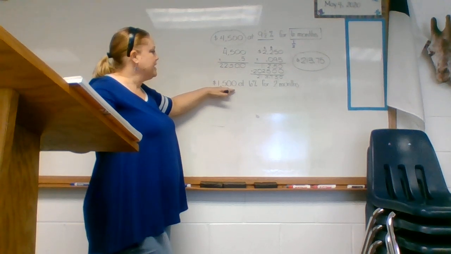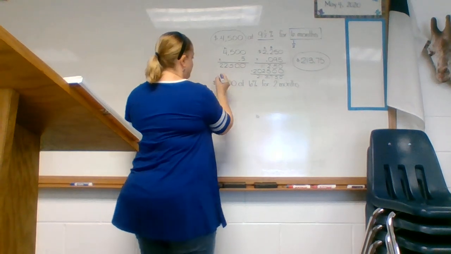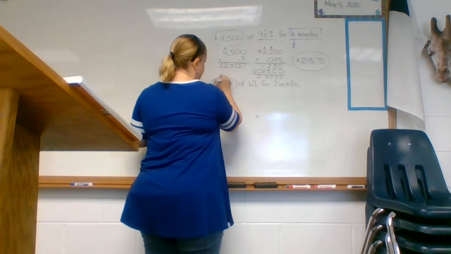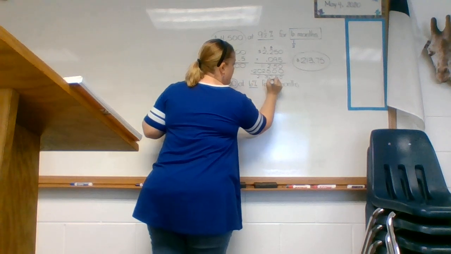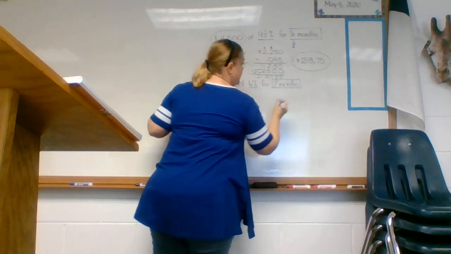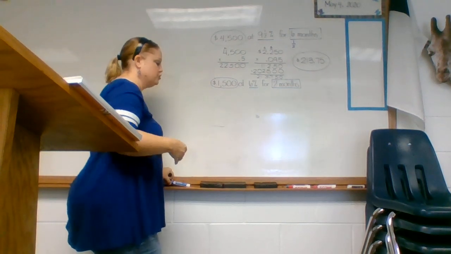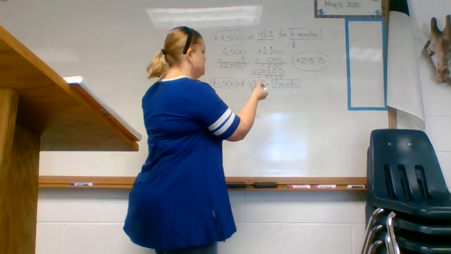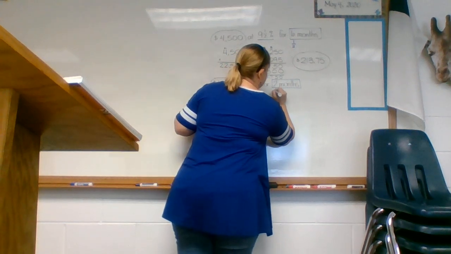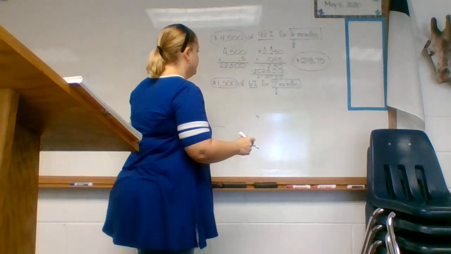Okay? So the next one, we've got our principal, our rate, and then our time. Again, we've got to convert this time into terms of years. So when we're talking about years, 2 months out of 12 months would be 1/6 of a year. Okay? So there's our formula, 1/6 of a year.